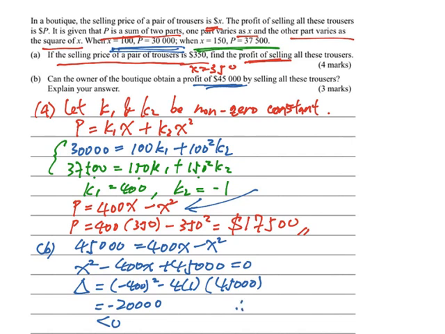So the answer is the owner cannot obtain a profit of 45,000.